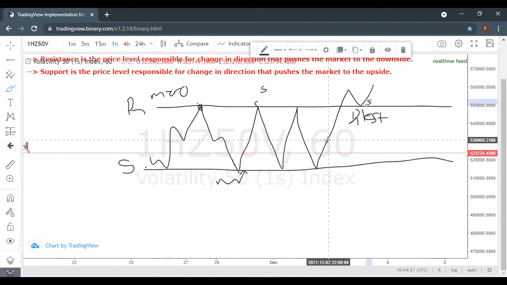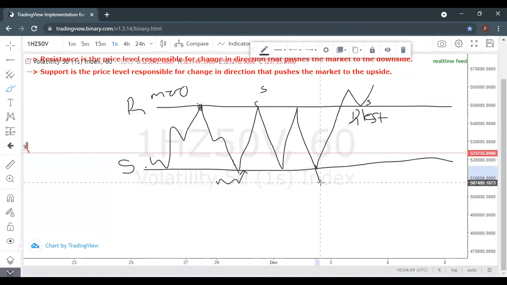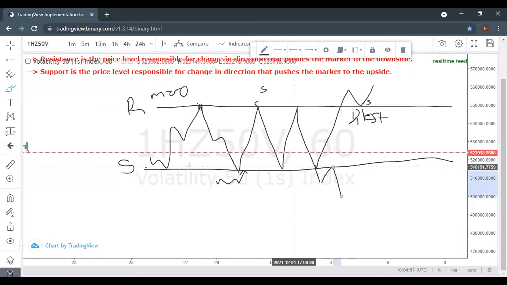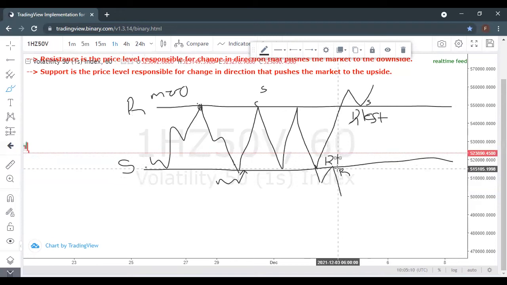The same concept is true the other way. Let's say this level fails to hold the market around this area, we're going to see this level being broken, then it has to be retested. Once it is retested, we will see a level that has been acting as support now acting as resistance. This is a retest. Let me just denote it as RT. So this is now a retest of this level. Then the market continues to push to the downside.